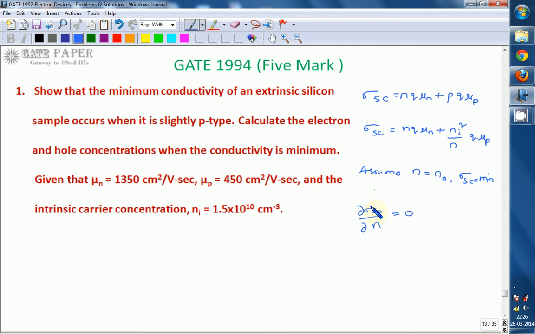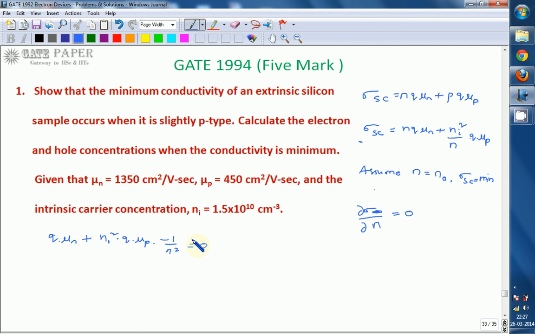Sigma is the conductivity of the semiconductor, so use this equation. Then dou by dou n of n q mu n with respect to n gives q times mu n, plus ni square into q into mu p into the differentiation of 1 by n, which is minus 1 by n square, equal to 0. This is what you get if you simplify.